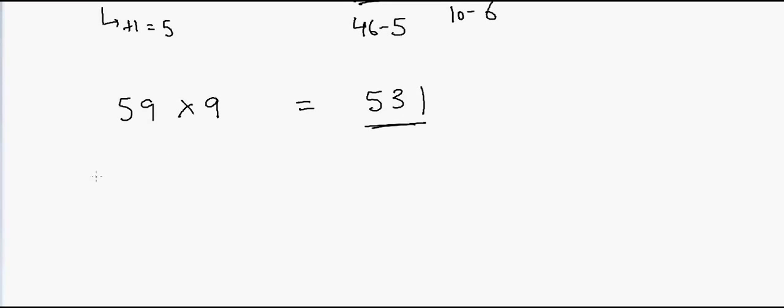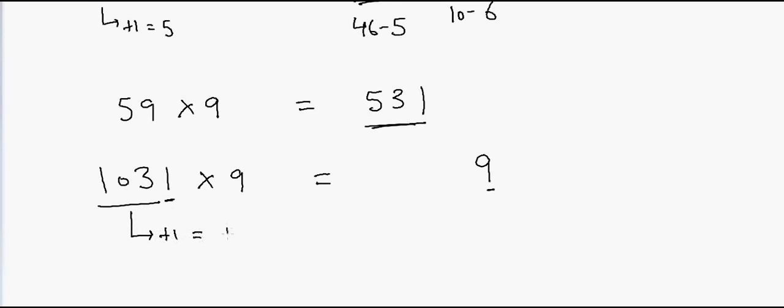Now this formula will also apply for very large numbers. Suppose I have 1031 and I want to multiply by 9. Let's see. First I'll take the 1. So 10 minus 1 is 9. So the last digit would be 9. Then I have 103. So 103 plus 1 is 104. And then I have to subtract 1031 minus 104. This could be a little tricky for some people, but if you look, it's not that hard. It's 927. So the answer will be 9279.